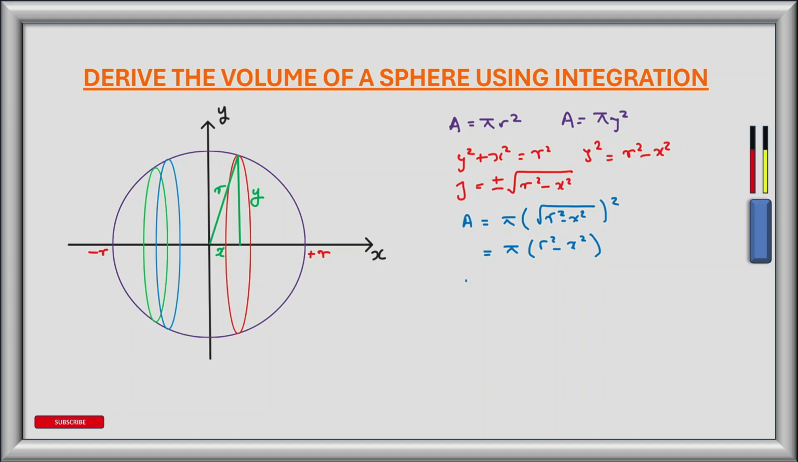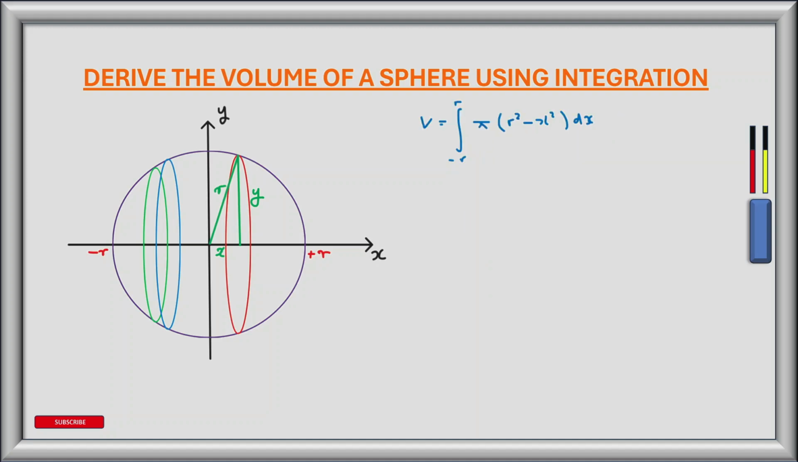So the volume of the sphere, V, is the integral from x equals minus r to x equals r of pi multiplied into r squared minus x squared dx. If we now work out this integral, let's first remove pi outside the integral to give pi into the integral from minus r to r of r squared minus x squared dx.